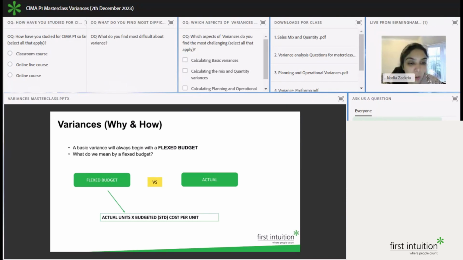to decide whether we've done well or we haven't done so well. Okay, therefore a good comparison is always like for like, and therefore we compare a flexed budget with the actual budget.